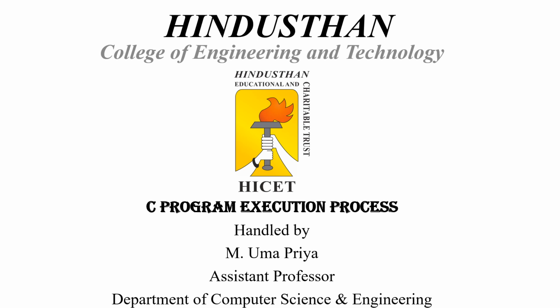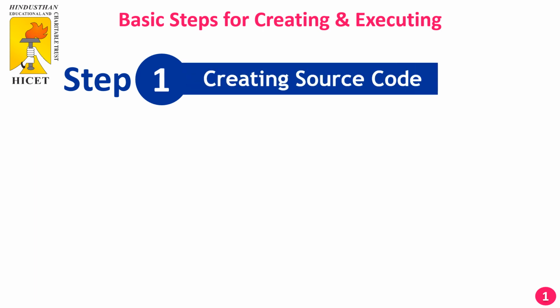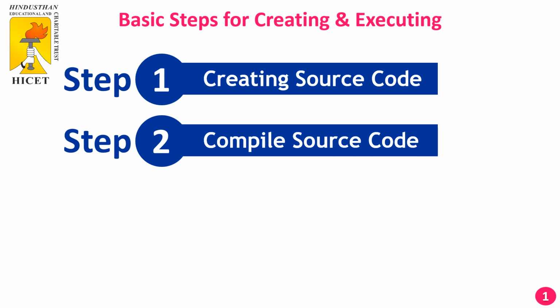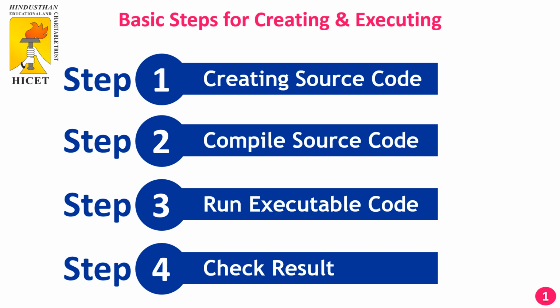So in this session, we are going to see about the execution process of a C program. First and foremost are the basic steps for creating and executing a C program. Creating and executing a C program includes 4 steps. The first step is creating a source code, the next step is compiling the created source code, the third step is running the executable code, and the last step is checking the result. We will see each and every step in detail.